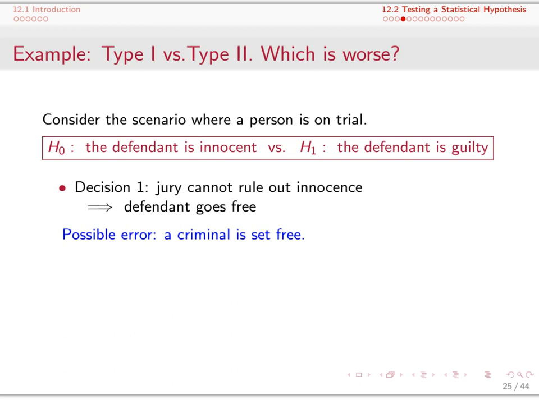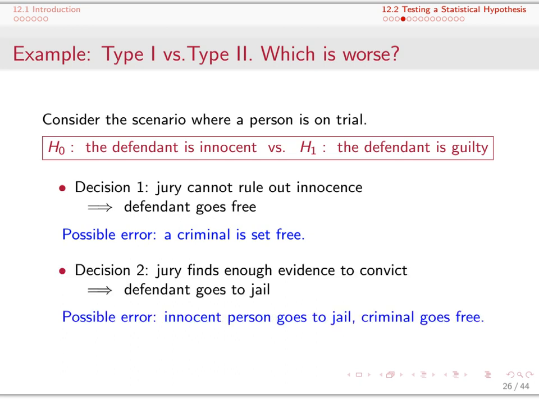It's up to the jury to decide on the innocence or the guilt of the defendant, so let's consider the following two scenarios. In decision 1, there is not enough evidence to rule out the innocence of the defendant. Therefore, the defendant goes free. Making this decision could lead to the possible error that a guilty person is set free. In decision 2, there is enough evidence to suggest that the defendant is guilty, therefore the defendant is sent to prison or suffers some other kind of punishment. Making this decision could lead to the possible error that an innocent person is sent to prison while the guilty person remains free and unpunished.